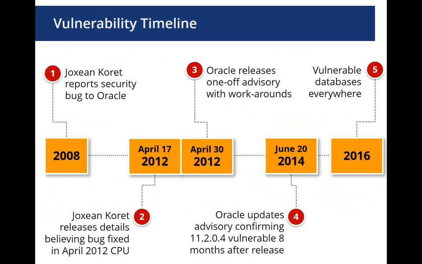And based on some miscommunication between the security researcher and Oracle, Joachim believed this was actually fixed in the April 2012 CPU. This is where now the little soap opera comes. So believing it was fixed, he had a very nice white paper that he wrote out detailing everything about the security bug and how to exploit it, why it happens, and potential ways to fix it.